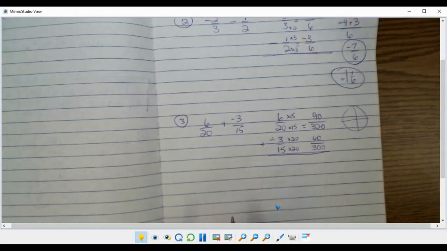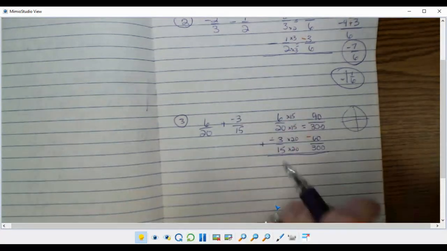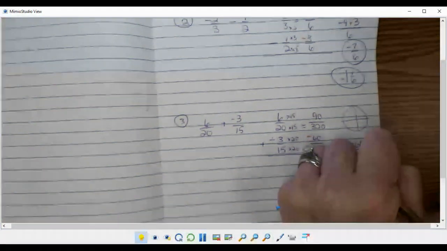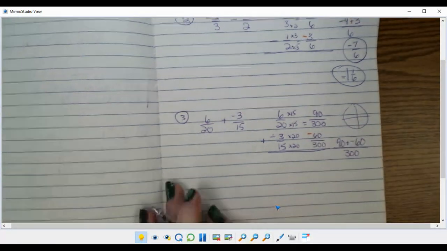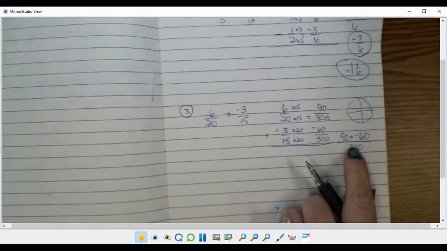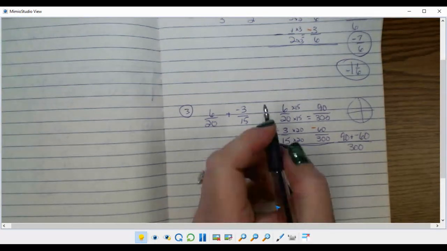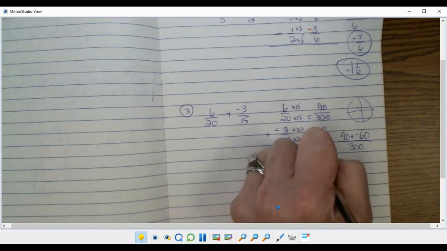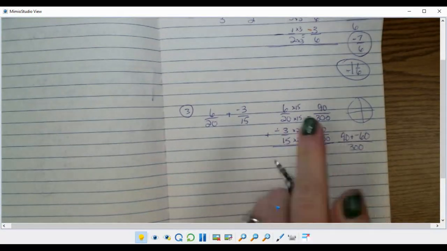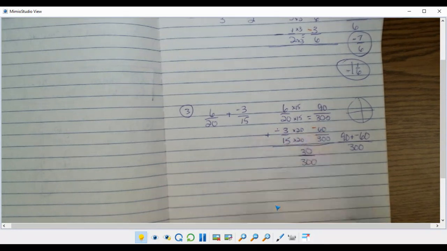Okay, so now let's look at this. I have 90 plus negative 60, 90 plus negative 60 all over 300 because they have a common denominator. So I'm adding, but I have different signs. So I'm going to end up subtracting. 90 minus 60 is 30. Keep the sign of the bigger pile, so it'll be positive. We'll keep our denominator. Now, that you cannot leave.